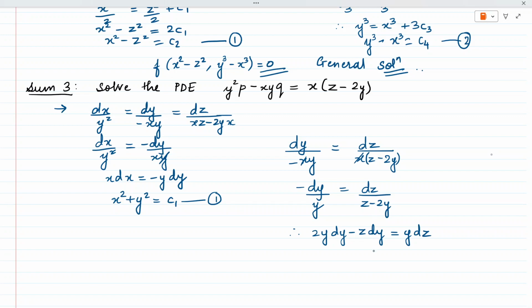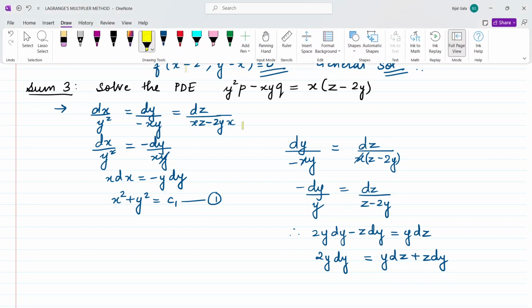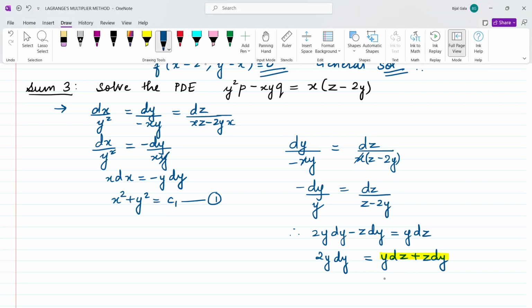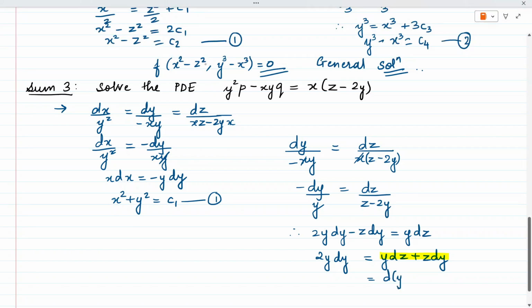Yes, ma'am. Now I leave this as 2y dy, and here I write this as y dz plus z dy. Okay, I have just shifted the z dy on the other side. Now let's observe these two terms. Is this the same as the derivative of yz? If you apply UV rule, adding the derivative of yz, you would get y dz and z dy. Is that correct? Yes, ma'am.